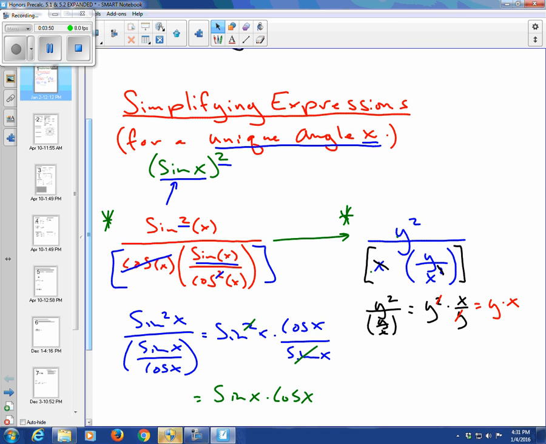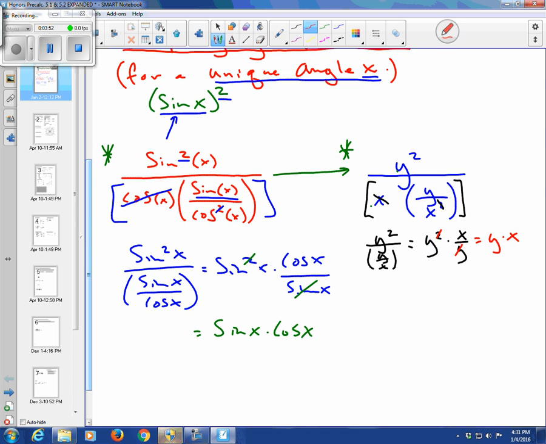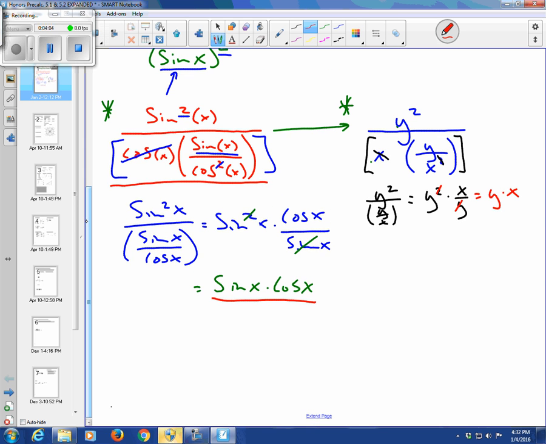Now right here we can see that this expression would be a lot easier to evaluate for an angle x than our original expression right here. So we can see the value of simplifying trig expressions pretty much right away.